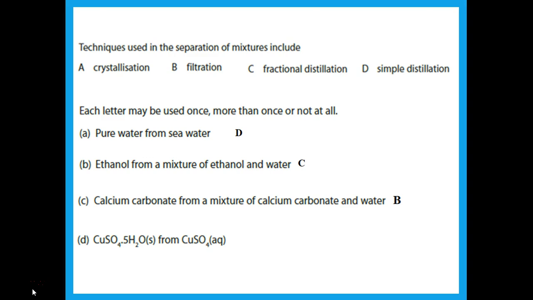That means I want a solid, which are crystals. That means I'm trying to get crystals from a solution. To get crystals from a solution, we use crystallization. Were you able to get these answers? You should be able to do that. And if not, then you understand what is right and what is wrong.